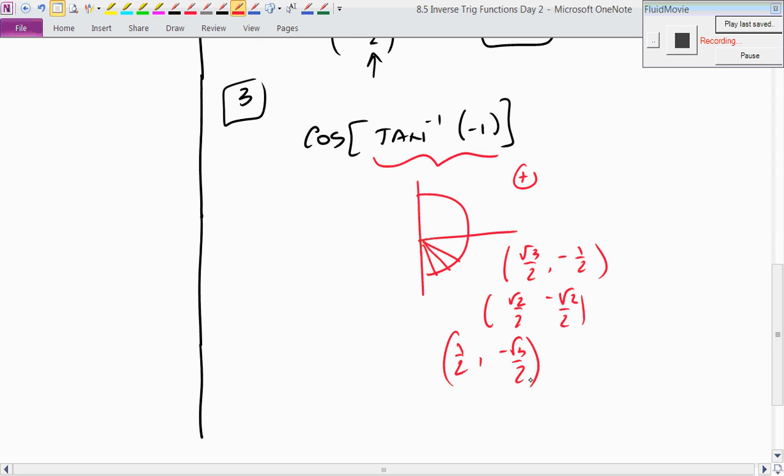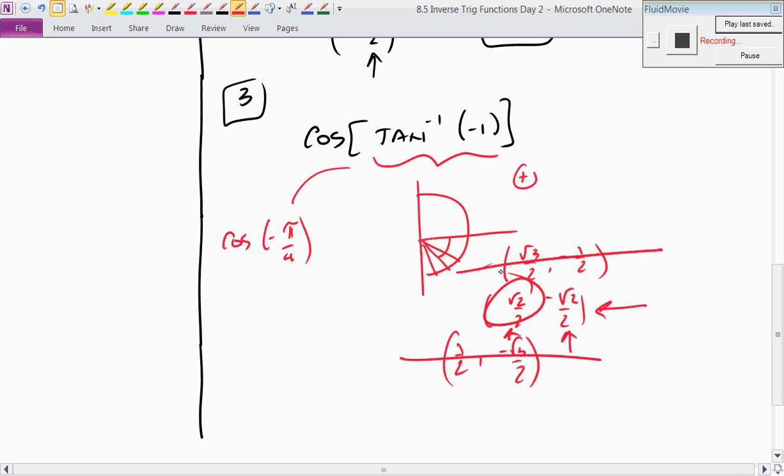Okay? So which one of these produces a tangent that's -1? Yeah, not this one and not that one, right? It has to be this one because it's sine divided by cosine. So what angle is that? Negative pi over 4. So this is really asking us the cosine of negative pi over 4. And look, there it is right there, staring you in the face on the bite size.